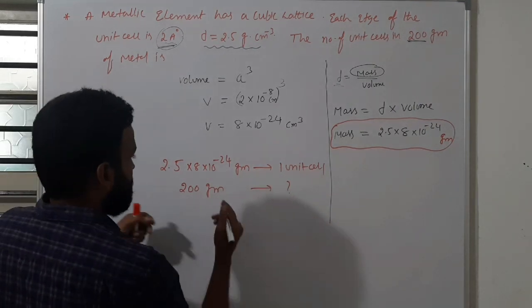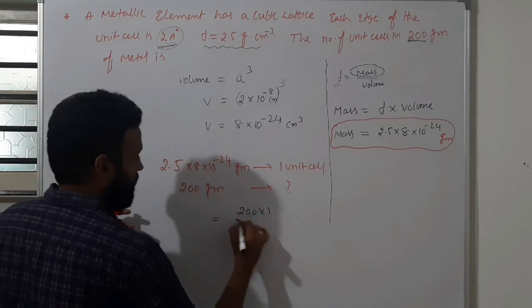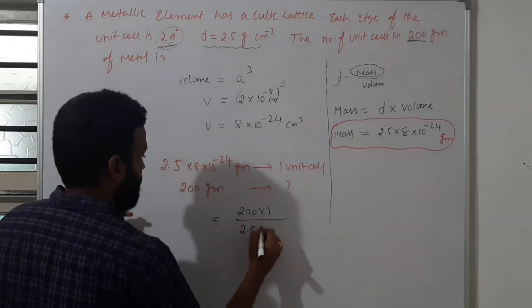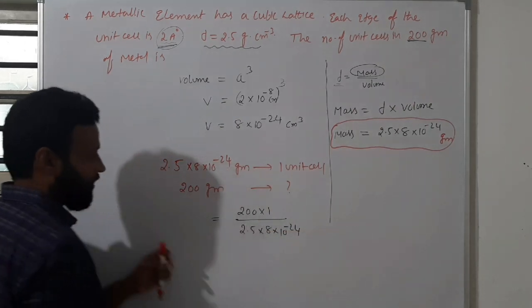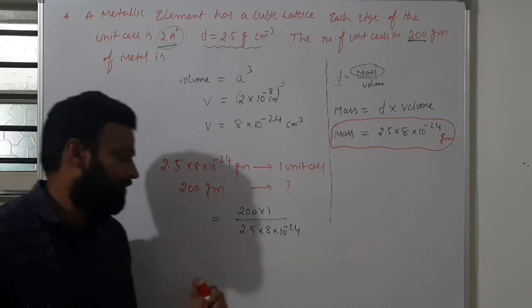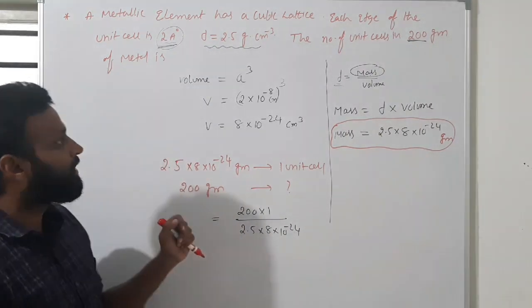You will get here these two cross multiply. So 200 into 1 by this 2.5 into 8 into 10 power minus 24. If you simplify, you will get these many unit cells. Okay, you will get unit cells like this.